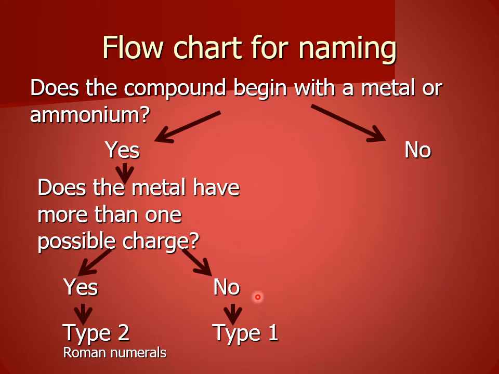So there you go. This is a flow chart. Now, this actually would have a no answer to it. You know, does it begin with a metal or ammonium? And the answer could be no. But if the answer is no, that'll lead us to type 3 or type 4, and we're not there yet. So half of this flow chart is missing, and it's missing, of course, on purpose.